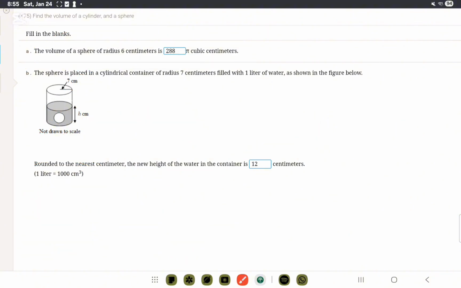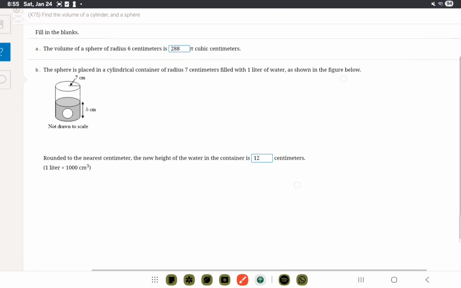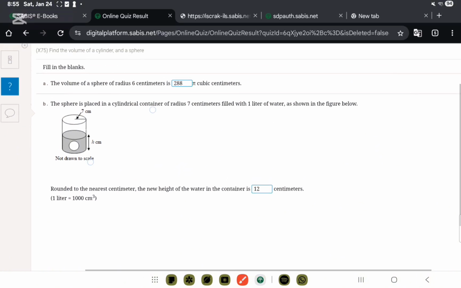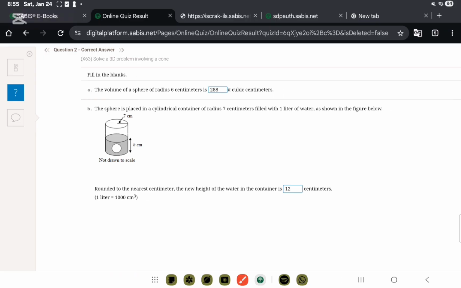I want to show you what I did on my calculator so you know exactly what I'm doing. What I did is pi times 7 squared times x, then shift, calc, equals 1905. I pressed shift calc equal, and then I got the x value. That's it for the first one. Not bad. Could be worse, which is definitely gonna get worse now.